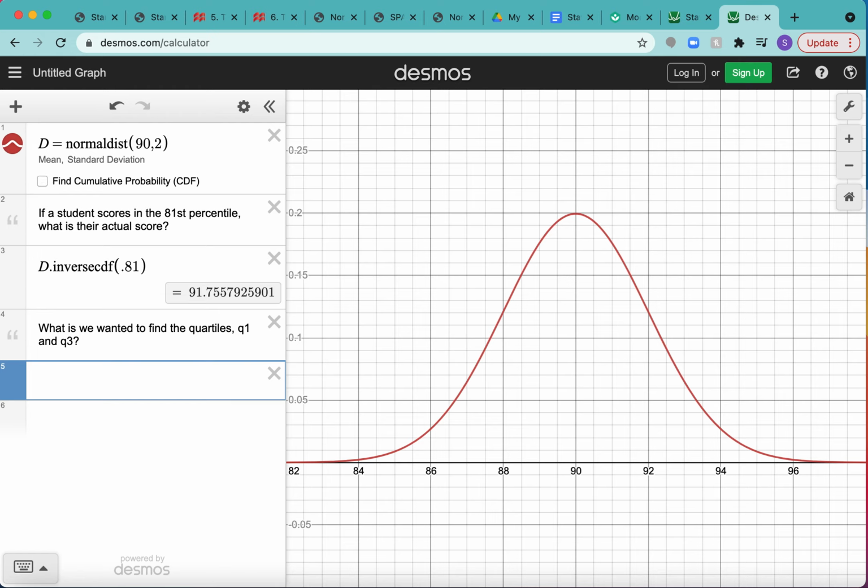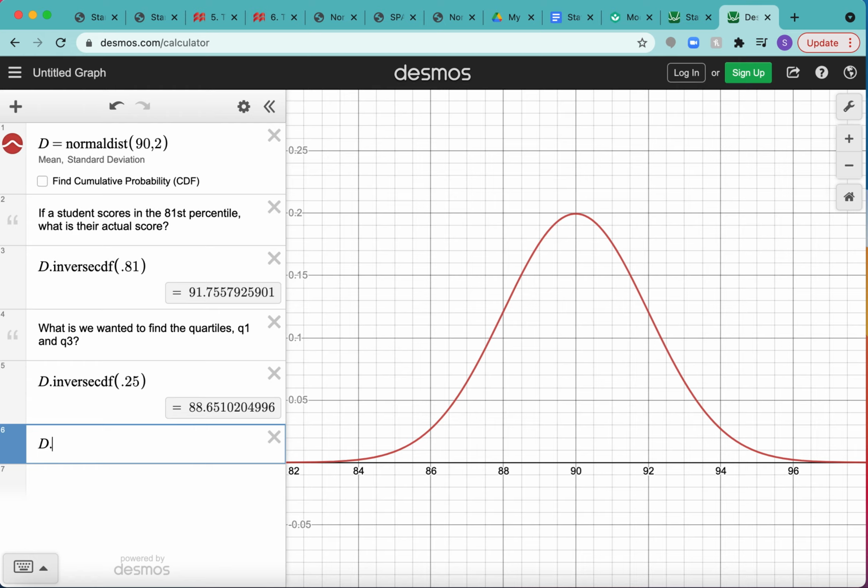And so we could say D dot inverse CDF. Inverse CDF is the general command. The D is because we've defined the distribution up here. And parentheses, well, the first quartile is what percentile? 25th. So we would do 0.25. Actually, I imagine if you just typed in 1/4, that would work as well. And it does. But let's do 0.25. And so we get 88.651. So the first quartile is 88.6510.